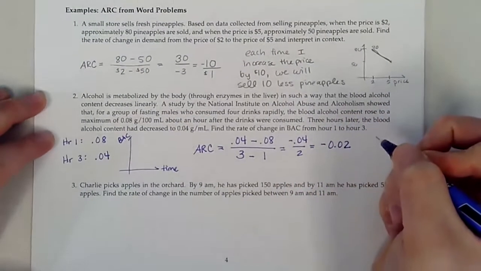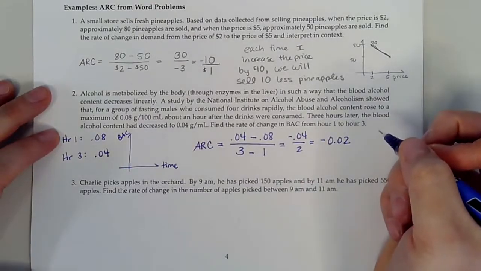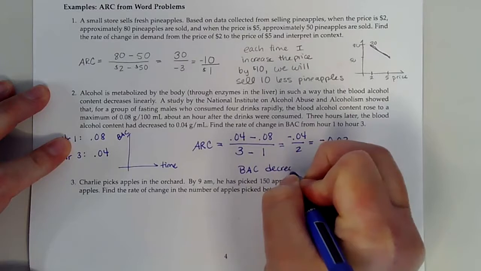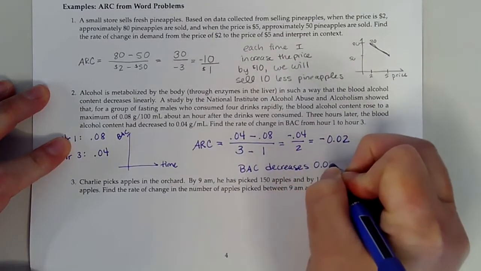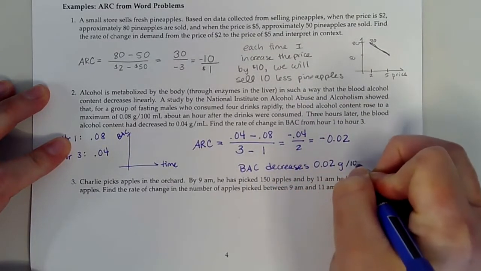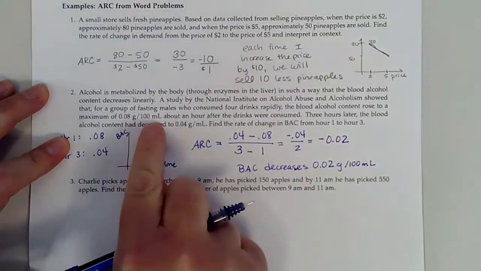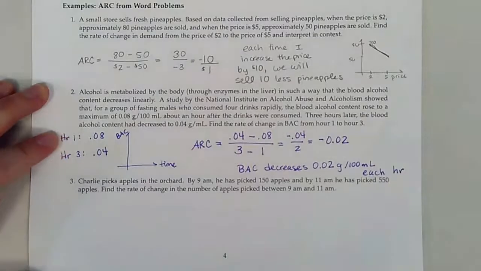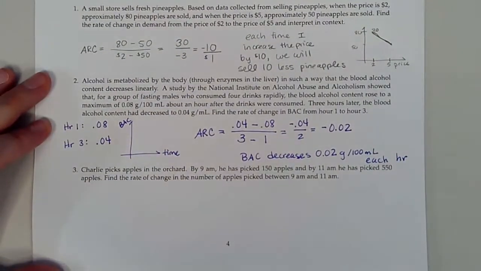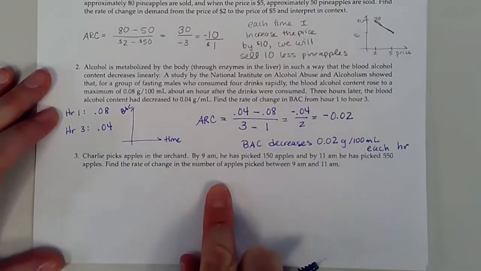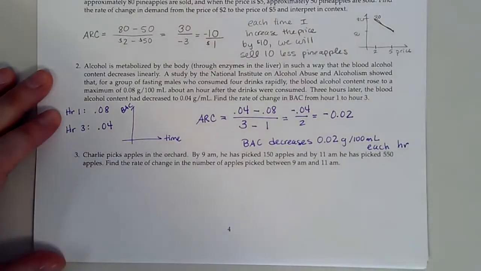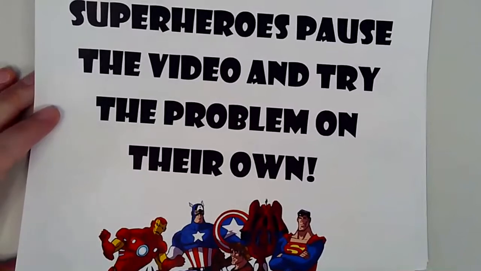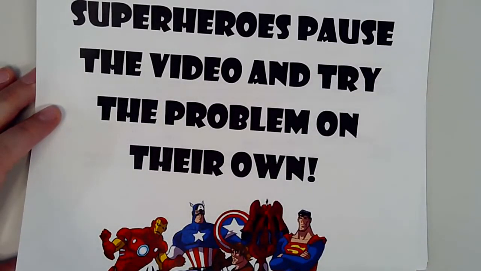And if we subtract that, I get negative 0.04 over 2, which gives me negative 0.02. So if I was going to give an interpretation of that in context, I would say that the blood alcohol content decreases 0.02 grams per 100 milliliters, so using those units, each hour. Okay, so that would be an interpretation. Go ahead and do number 3 and give me an interpretation of that. So I'd like you to go ahead and pause the video and see what you get, and then we'll come back and work it together.